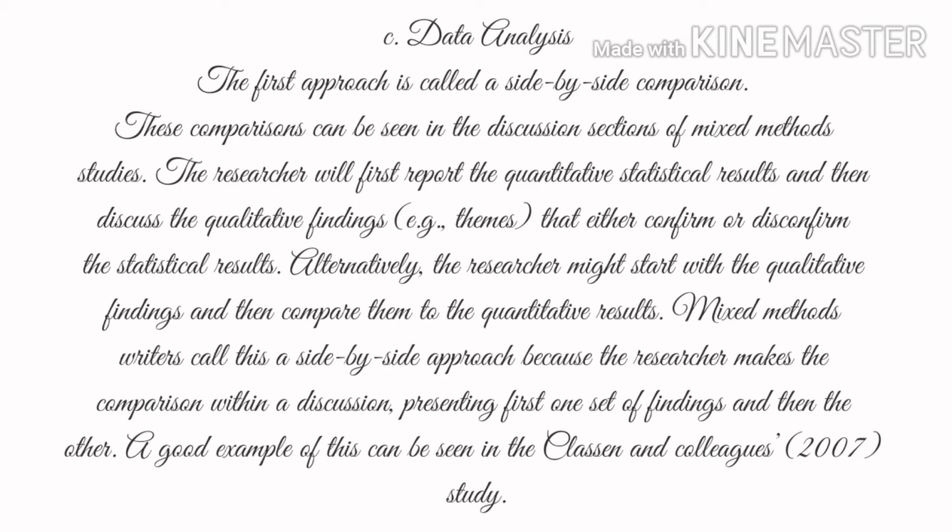C. Data analysis. The first approach is called a side-by-side comparison. These comparisons can be seen in the discussion sections of mixed methods studies. The researcher will first report the quantitative statistical results and then discuss the qualitative findings, e.g., themes that either confirm or disconfirm the statistical results. Alternatively, the researcher might start with the qualitative findings and then compare them to the quantitative results. Mixed methods writers call this a side-by-side approach because the researcher makes the comparison within a discussion, presenting first one set of findings and then the other. A good example of this can be seen in the Klassen and colleagues 2007 study.